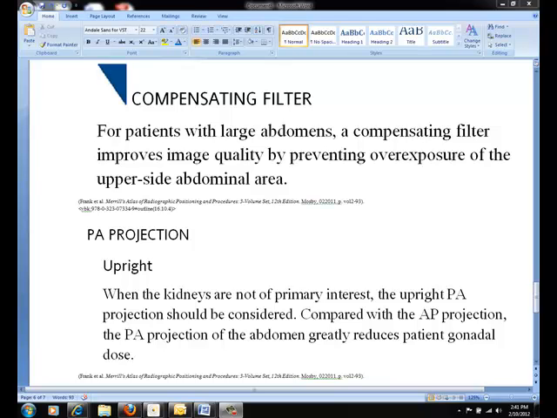Additionally, a PA projection, upright or supine, can be used when the kidneys are not of primary interest. The upright PA projection should be considered compared with the AP projection because the PA projection of the abdomen greatly reduces patient gonadal dose.